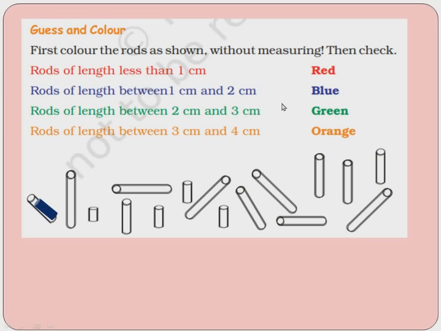So what you will do, see, I colored this blue, like this you will color it. Okay, children? Why will you color? Because it is falling between 1 and 2 centimeters, and then this is less than 1 centimeter, so I colored it red. Like this you will complete this one.